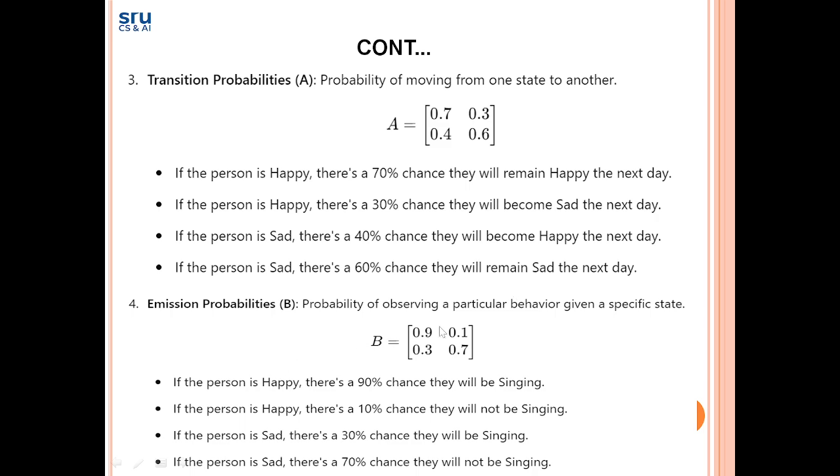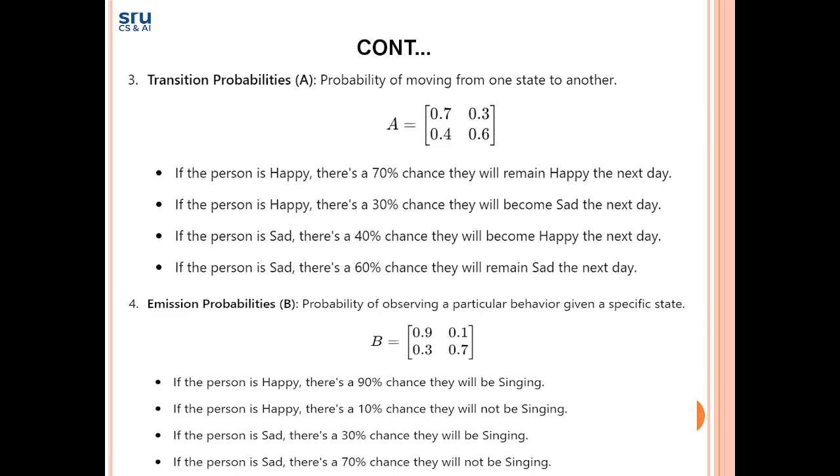Emission probability is given by this matrix here. If a person is happy, there is a 90% chance they will be singing. If a person is happy, there is a 10% chance they will not be singing. If a person is sad, there is a 30% chance they will be singing. If a person is sad, there is a 70% chance they will not be singing.